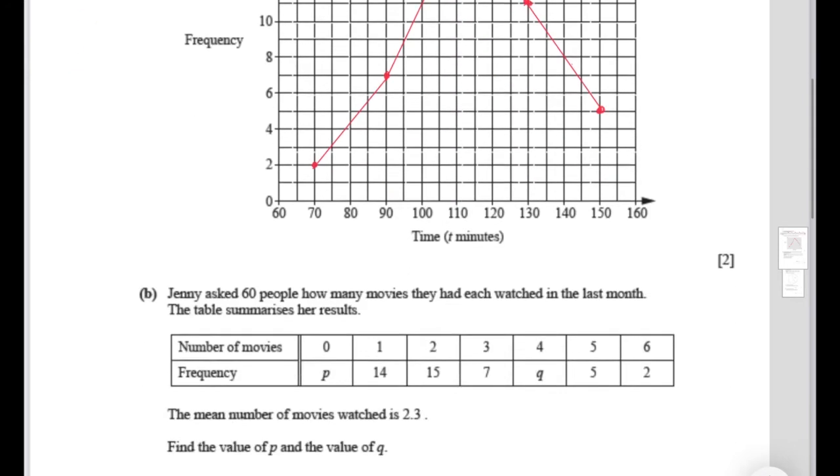Let's move on. The next part says, Jenny asked 60 people how many movies they had each watched in the last month. The table summarizes her results. They've given the number of movies and the frequency for the y-axis. The mean number of movies watched is 2.3. Find the value of P and the value of Q.